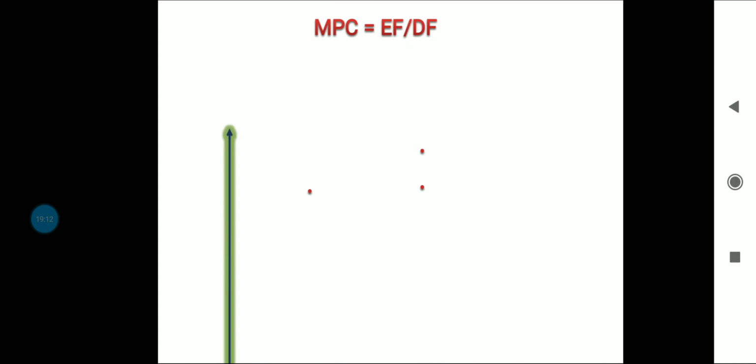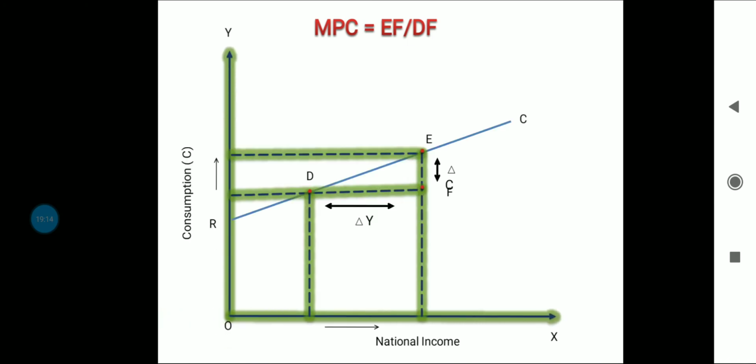Now we can also understand the MPC with the given diagram. Again, we measure the level of income on the OX axis and consumption on the OY axis. The consumption curve starts away from zero, from the point R. So OR is the level of autonomous consumption, which is at the zero level of income. The minimum level of consumption is there. Now CR is the required consumption curve.